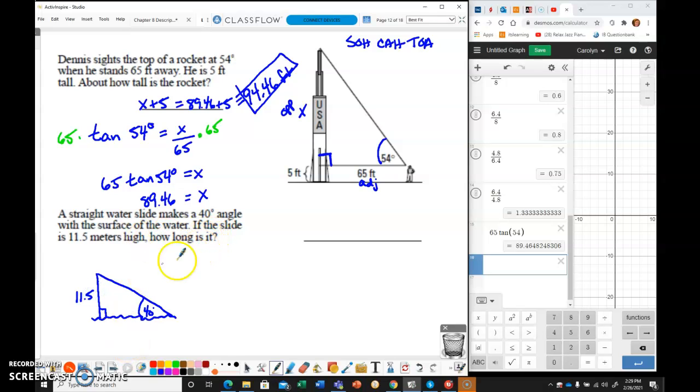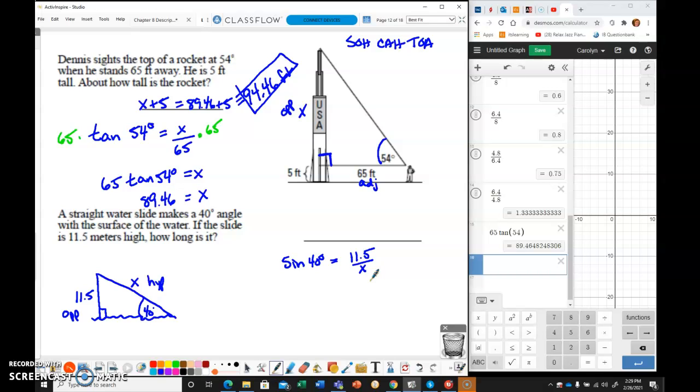It wants to know how long the actual slide is. So this is the piece that's missing. Compared to the 40 degrees, 11.5 is the opposite side, and x is the hypotenuse. So we need the ratio that uses opposite and hypotenuse, and that looks like it's going to be sine. So the sine of 40 degrees equals the opposite side divided by the hypotenuse. Now this is that situation with x in the denominator. Not much we can do about it, so we're just going to keep working it.